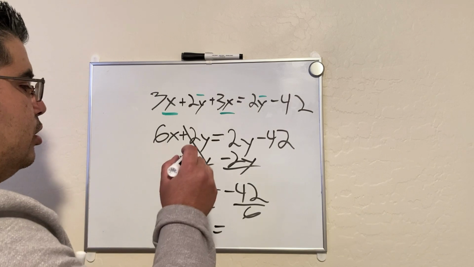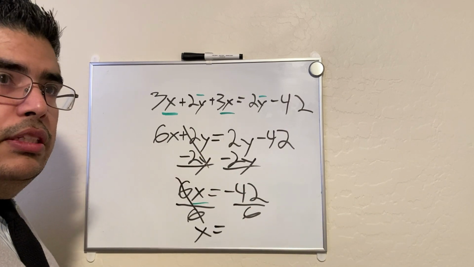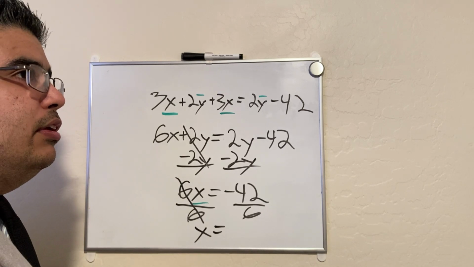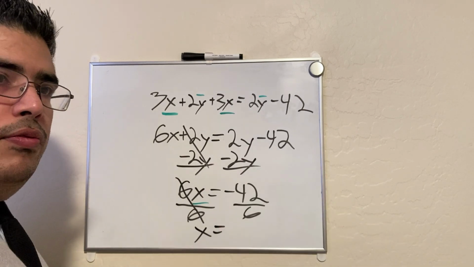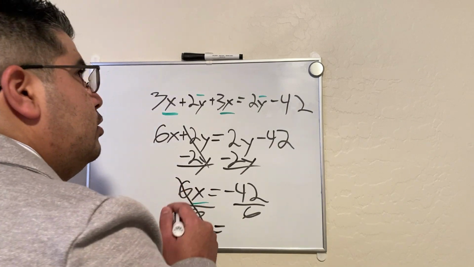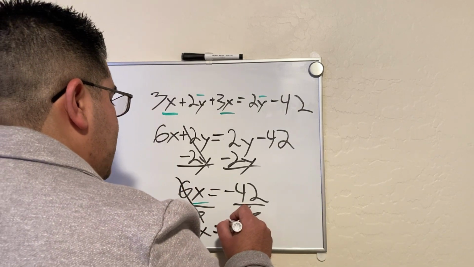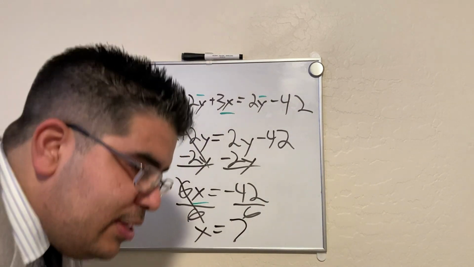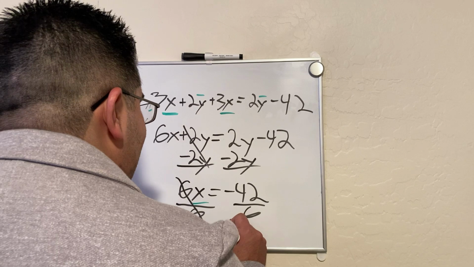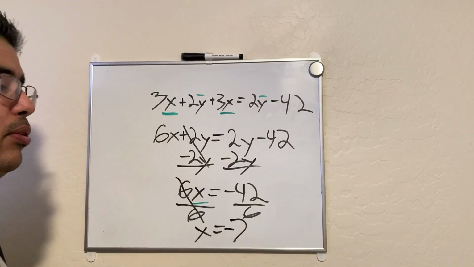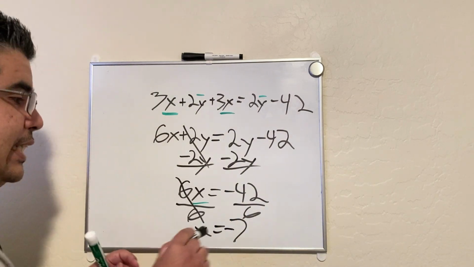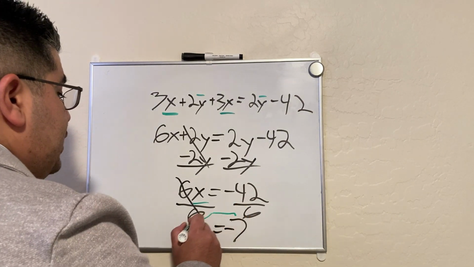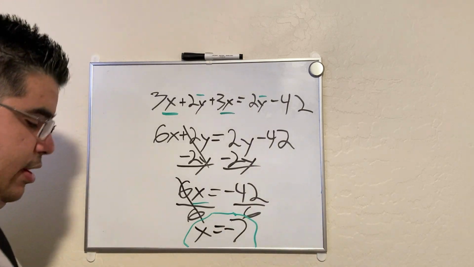x equals 42 divided by 6. 6 times 6 is 36. 6 times 7 is 42. Right? Yes, 42 divided by 6 equals 7. Is that right? No, it's not right. Negative 7. You have to remember to bring those signs in front of the answer. Those signs are crucially important. They can make or break the answer to your question.